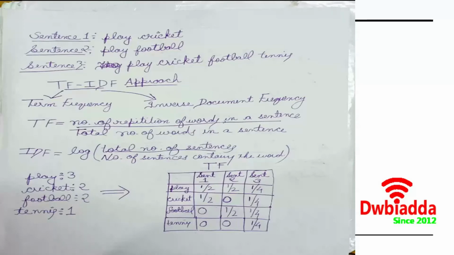There is one more approach for converting text into a vector form, which is known as the TF-IDF approach. TF stands for term frequency and IDF stands for inverse document frequency. A multiplication of term frequency and inverse document frequency is the complete approach, hence it is known as the TF-IDF approach.